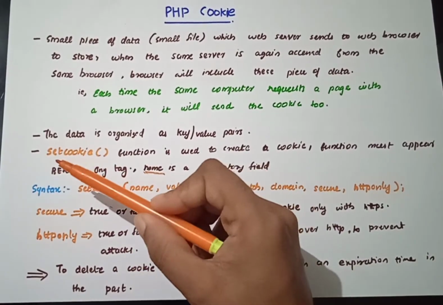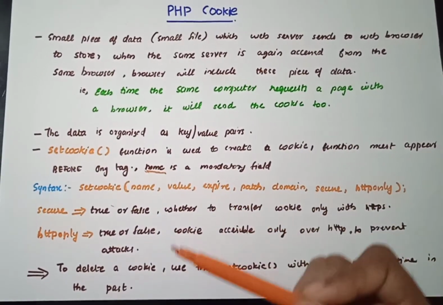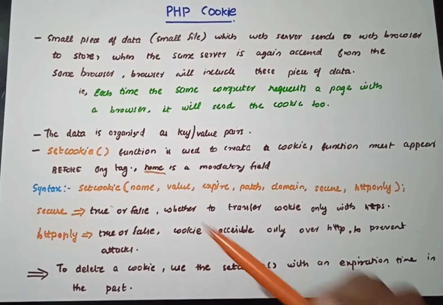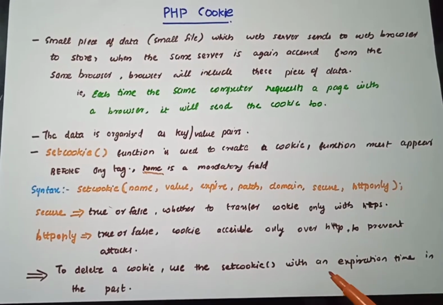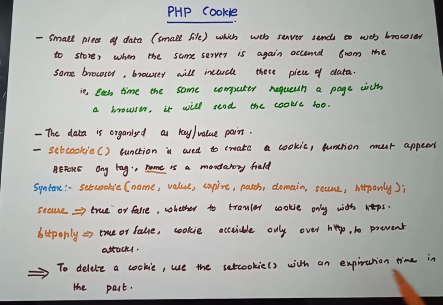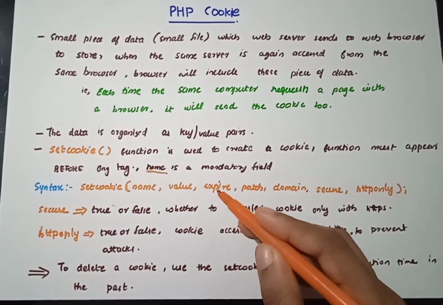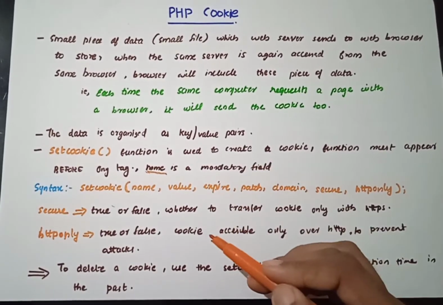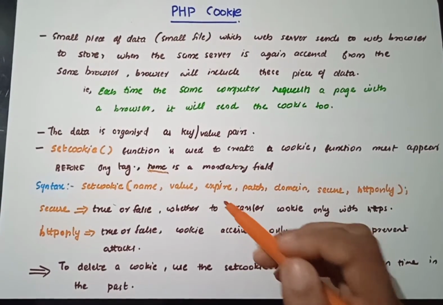So through this function you can create a cookie. Then how to delete a cookie? To delete a cookie, use the set cookie function. That means you need to write the same function, but where is the change? Here we can use an expiration time in the past in order to delete a cookie. So whenever you need to delete a cookie, you just change its time to a past time. And for creating a cookie, you can give a valid time.